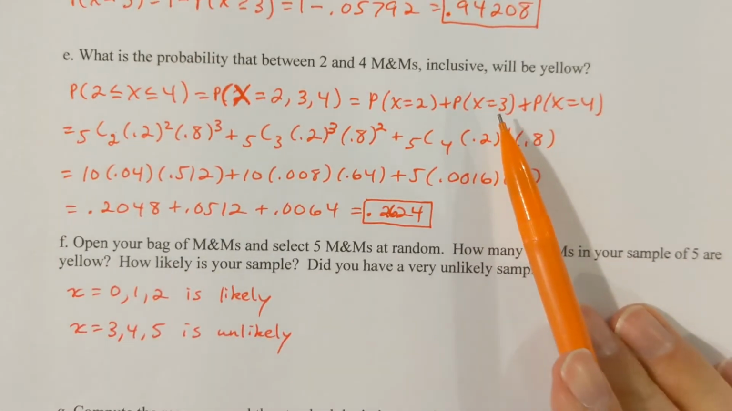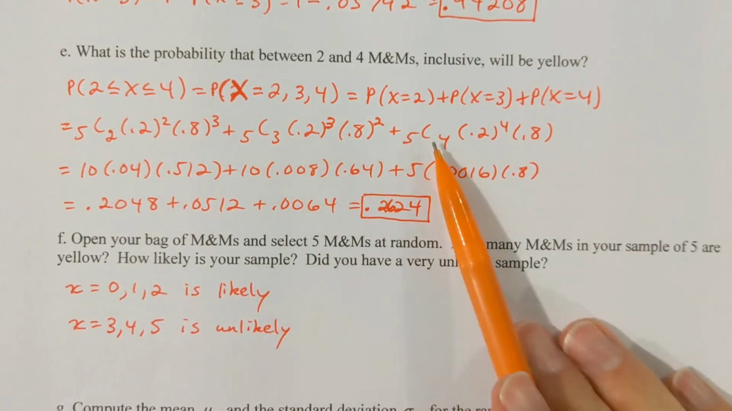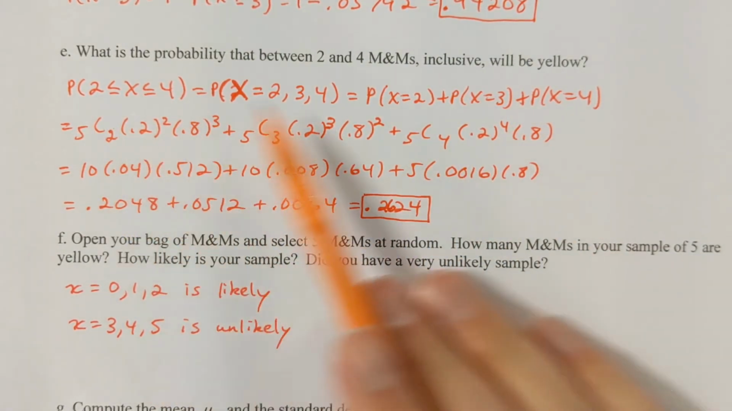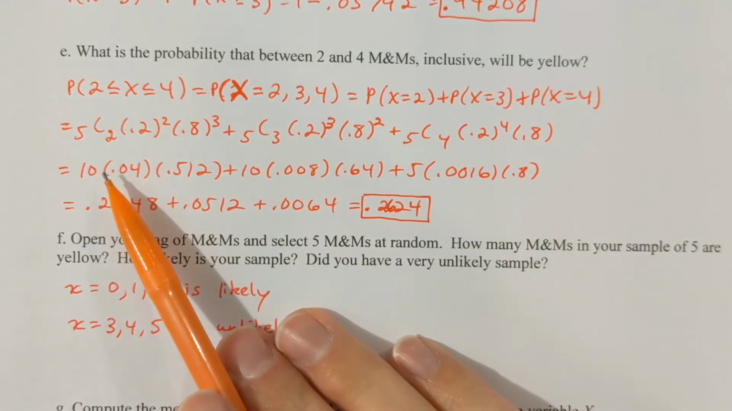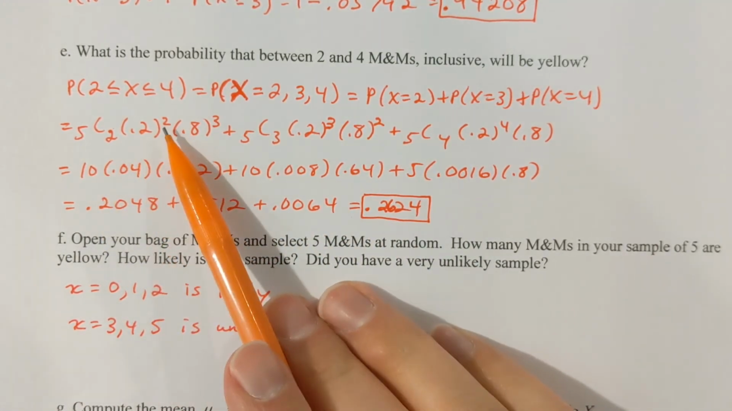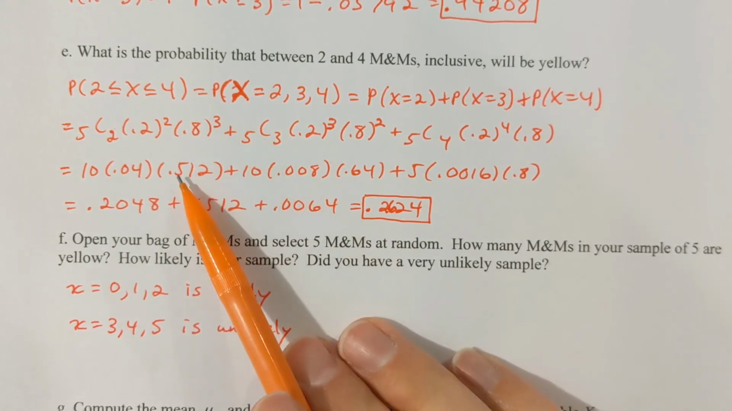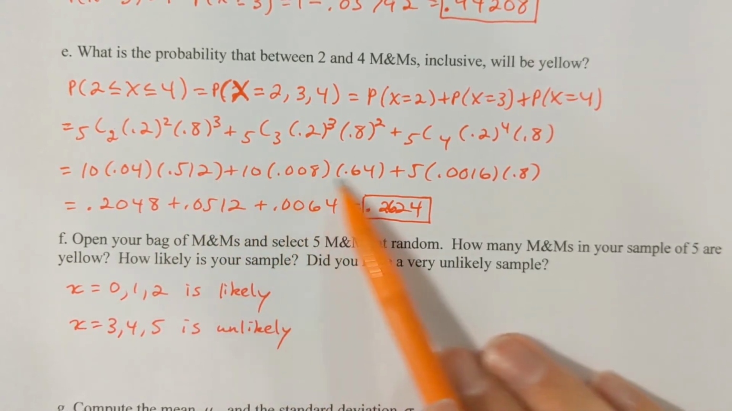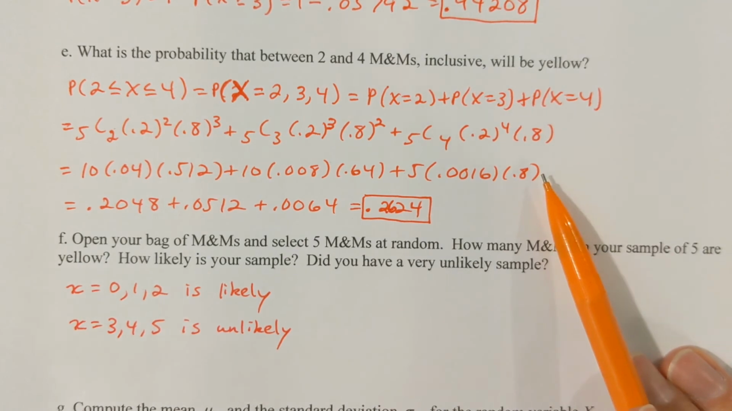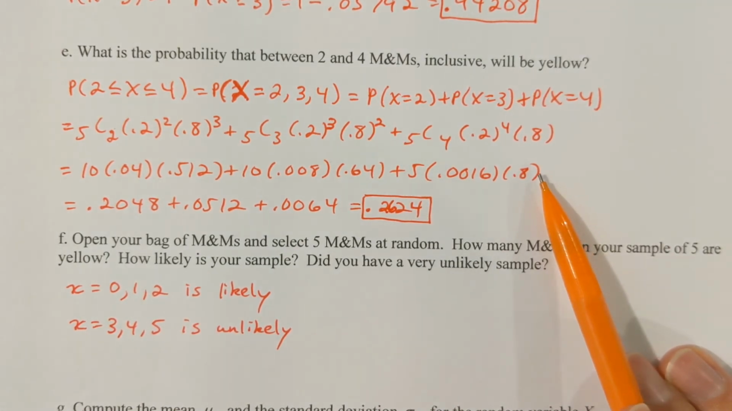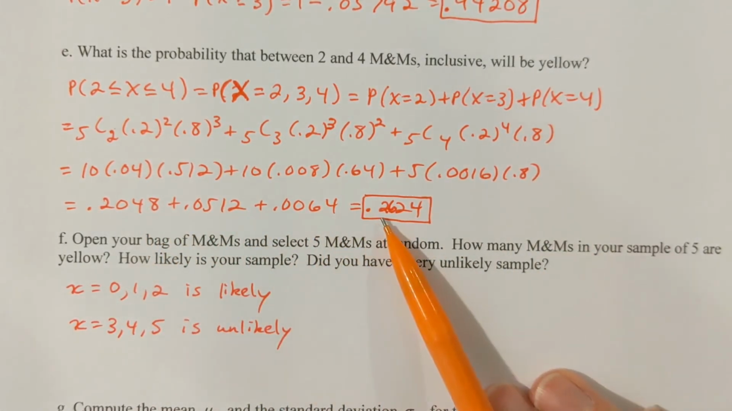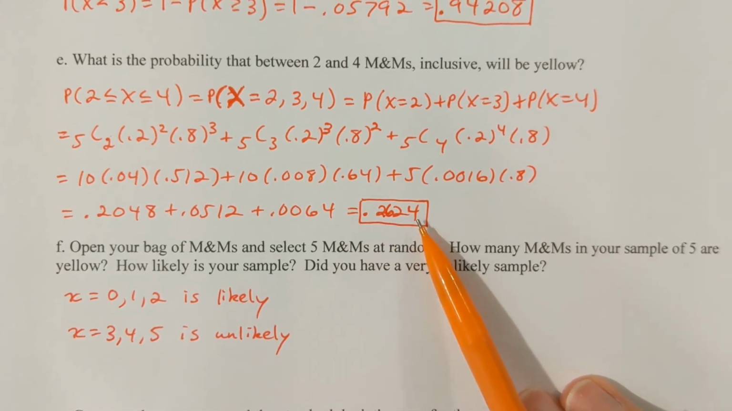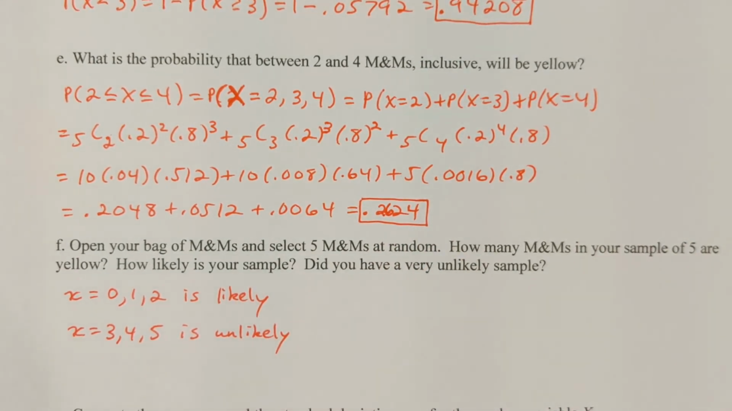I've already computed when x is 3 and when x is 4, so really I just need this first probability. 5 choose 2 is 10, 0.2 squared is 0.04, 0.8 cubed is 0.512. The rest of this we've already found from our work in part C. And when I simplify, I'm getting 0.2624. So it looks like there's a 26.24% chance that between 2 and 4 M&Ms inclusive would be yellow if it were a random selection of 5 from the bag.